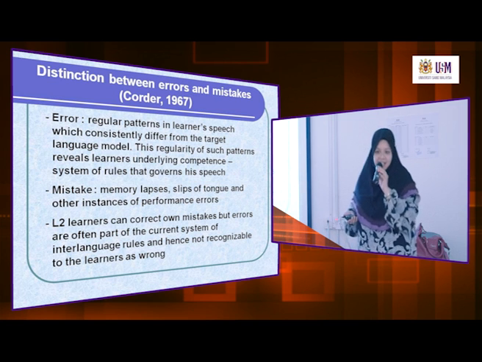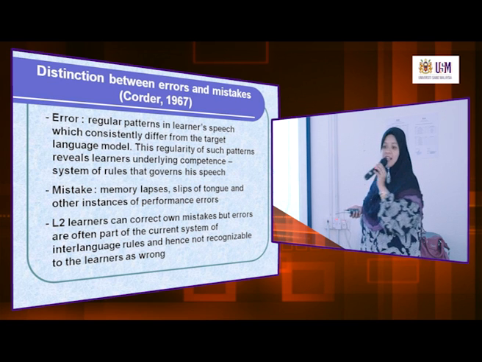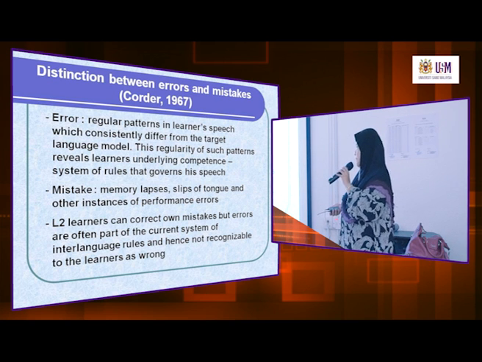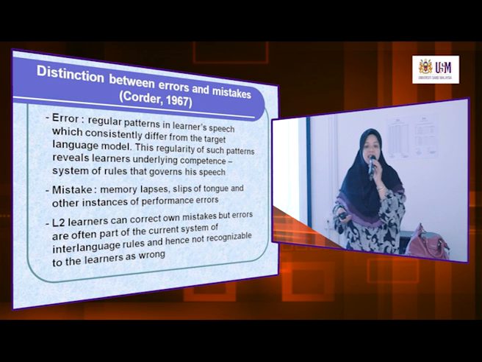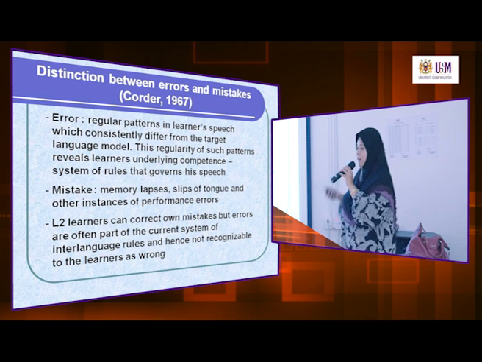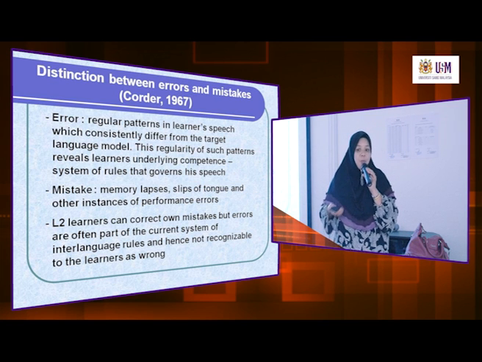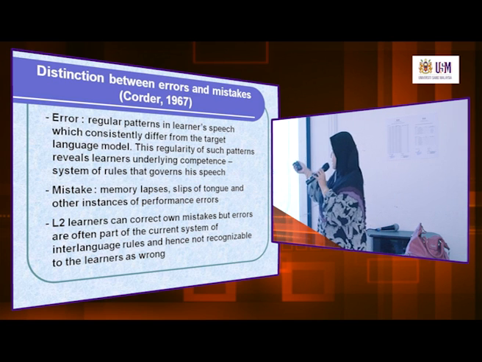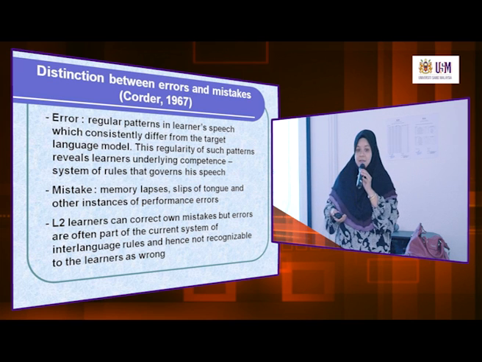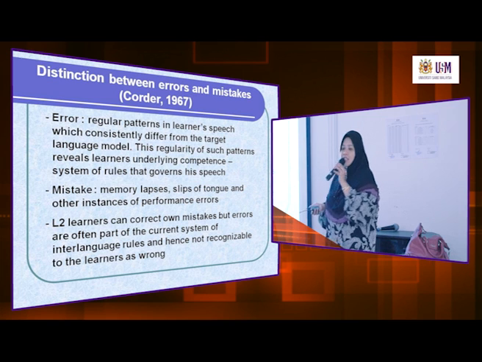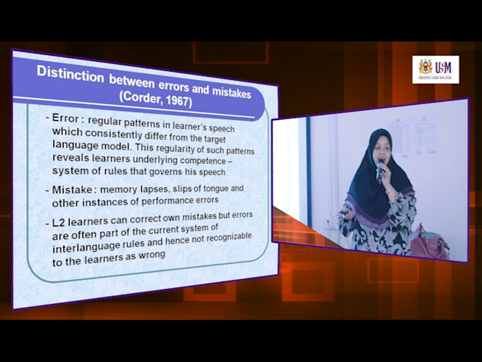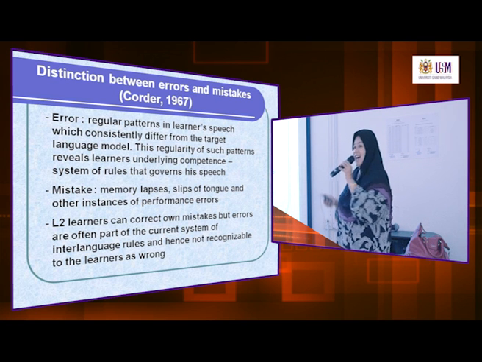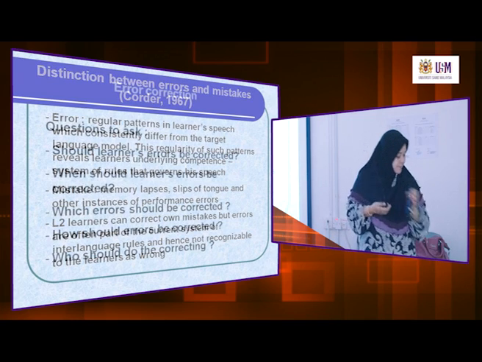Learners can correct their own mistakes. Slips of the tongue can be corrected by yourself. But errors are often part of the current system and hence not recognizable to the learners as wrong. So this part needs the teachers to point out that they are actually making errors. Usually, if you make mistakes, you can correct them yourselves. But if you make errors, sometimes you don't know whether it's wrong. You feel that it's right. Okay? But actually it is wrong. So teachers play a very, very big part in identifying errors for the students.